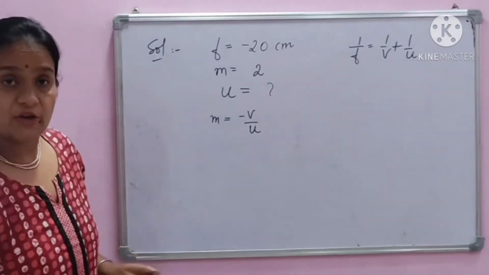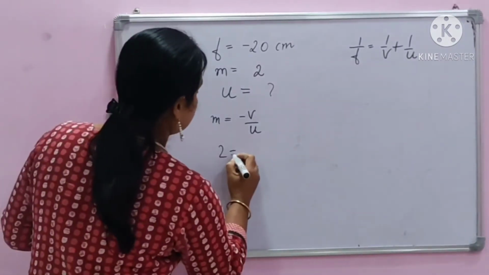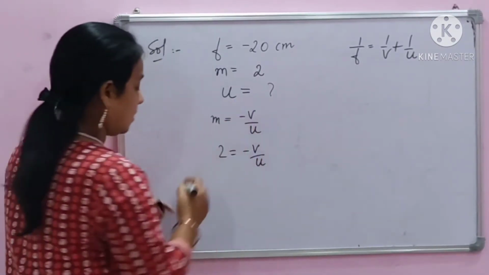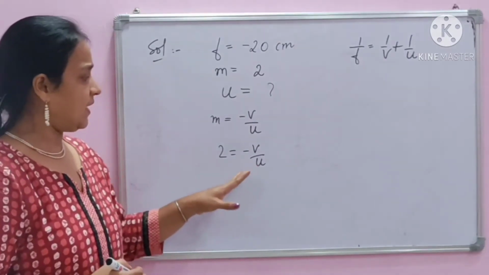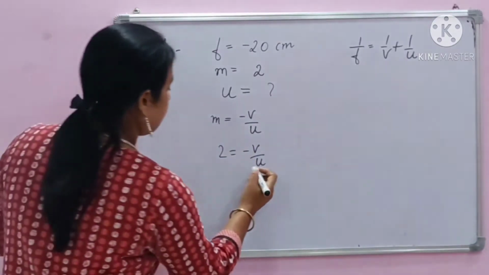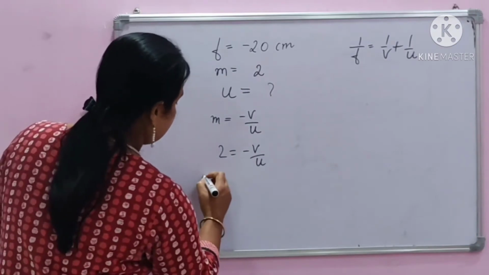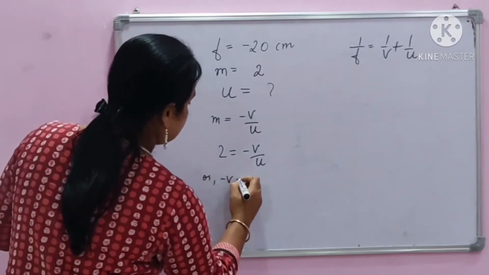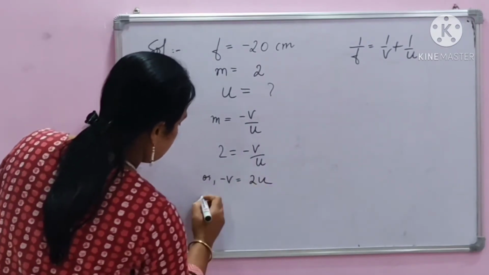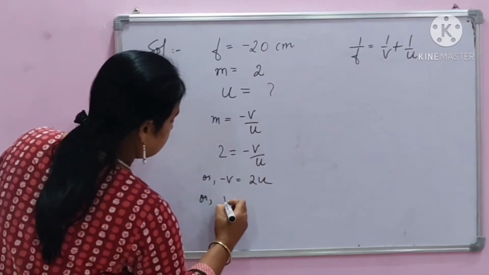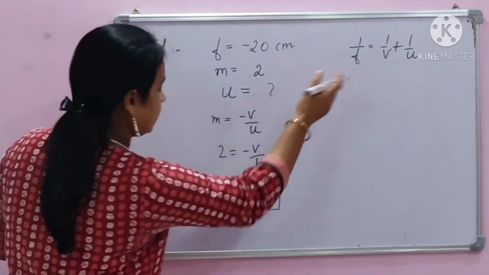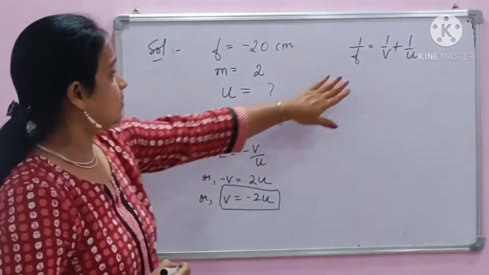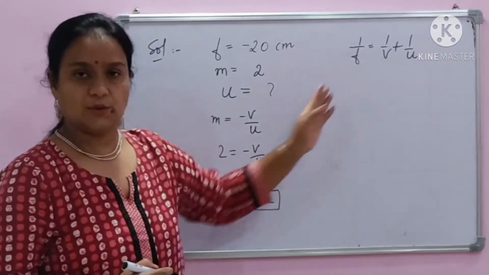So let us put the value of magnification here, that is 2 is equal to minus v by u. Now since we have to calculate this u, let us leave it and let us find what we can do. So can we write minus v is equal to twice u, or we can write v is equal to minus twice u. Let us leave it here. We will use it in this formula. Okay. Now let's move to this formula and apply this value here.